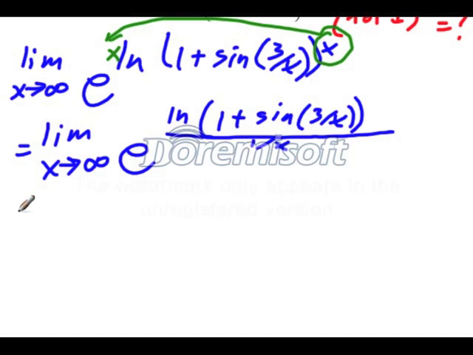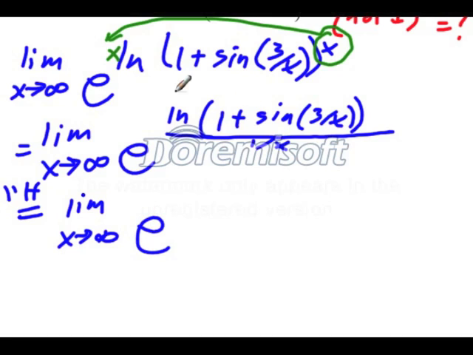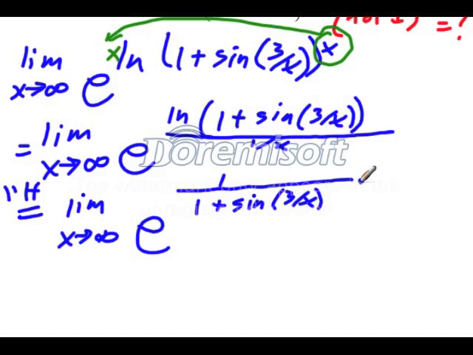So L'Hopital's rule: the limit as x goes to infinity of e to the, now this gets really crazy, derivative of this numerator. The derivative of natural log is 1 over the inside, 1 plus sine of 3 over x, and then by the chain rule times the derivative of this whole inside. The derivative of 1 is 0, the derivative of sine is cosine of 3 over x, but I have to use the chain rule again because the cosine is inside 3 over x.